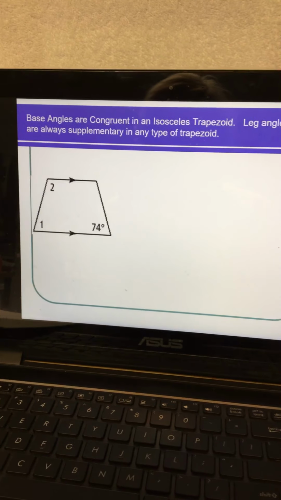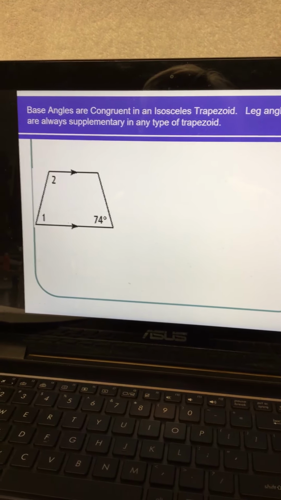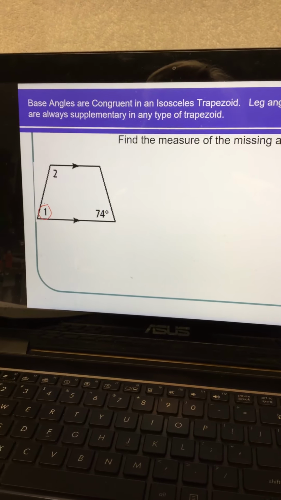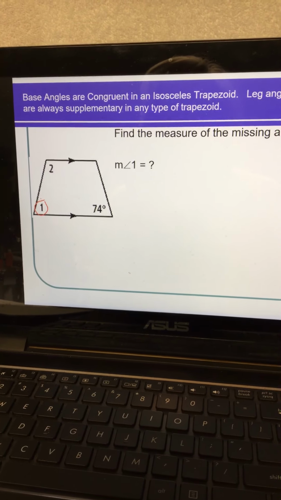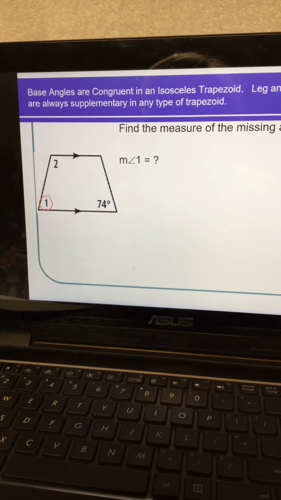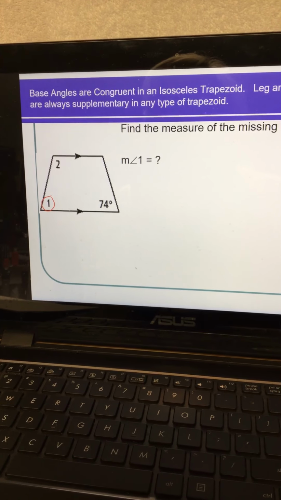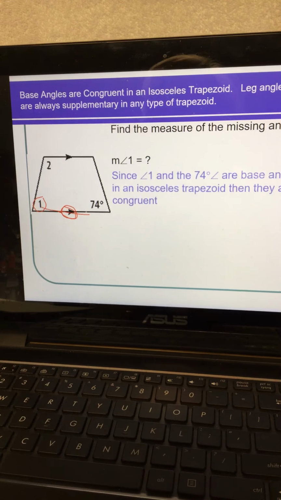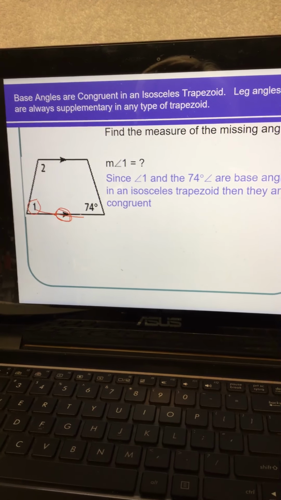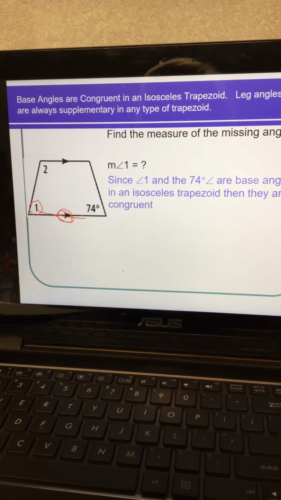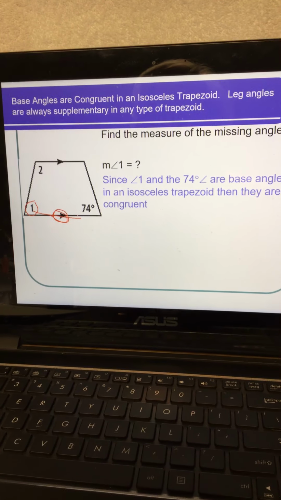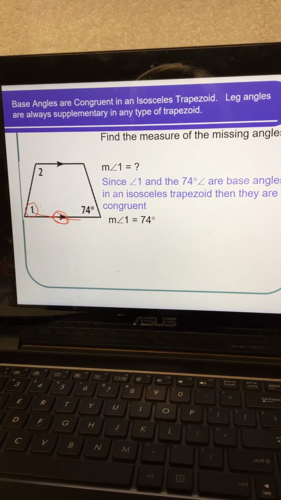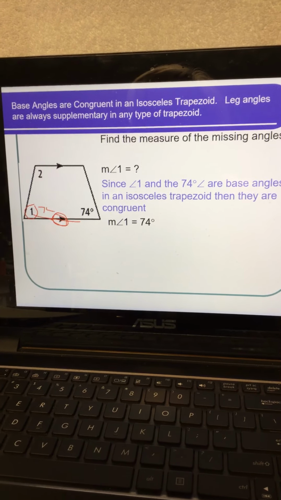Now, if I'm looking at this problem, I think the first angle that I would be able to find would be this angle right here, angle 1. So I have, find the measure of the missing angles, and I'm asking you, what is the measure of angle 1? Well, here's that arrow, that indicator that this is a base. Base angles are congruent. Since angle 1 and the angle measuring 74 degrees are base angles in an isosceles trapezoid, they have to be congruent. So the measure of angle 1 would be 74 degrees. So this would be 74.